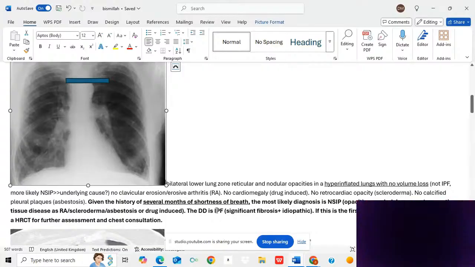What is idiopathic pulmonary fibrosis? You will see evidence of significant fibrosis of idiopathic cause. There is no underlying cause. It won't be associated with connective tissue disease as the underlying cause. So, how to manage? If this is the first presentation, I would recommend a high resolution CT scan for further assessment and a chest consultation. Okay.